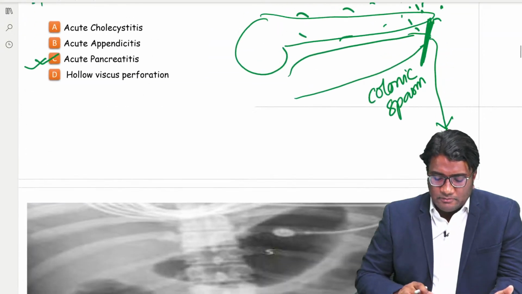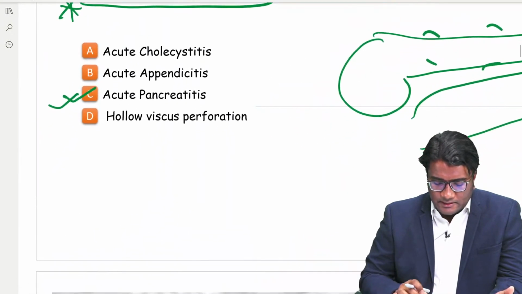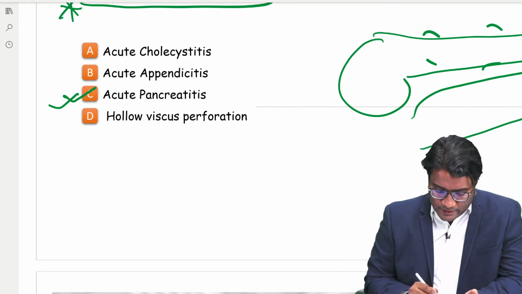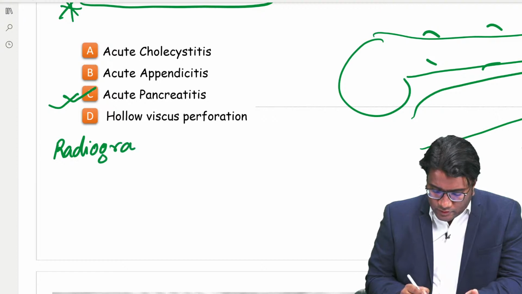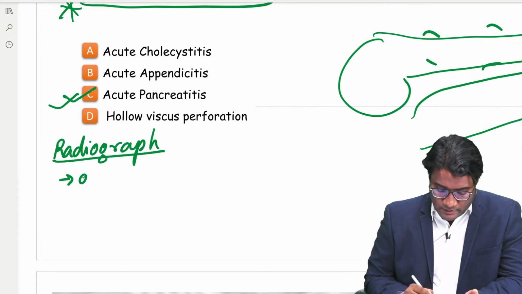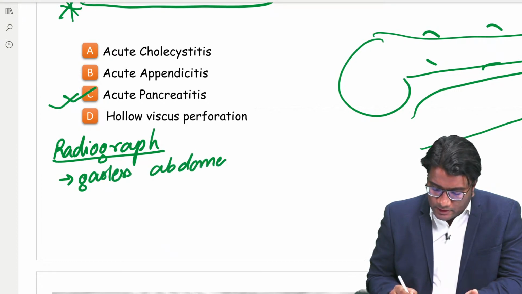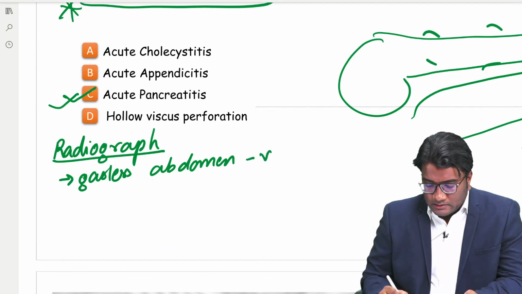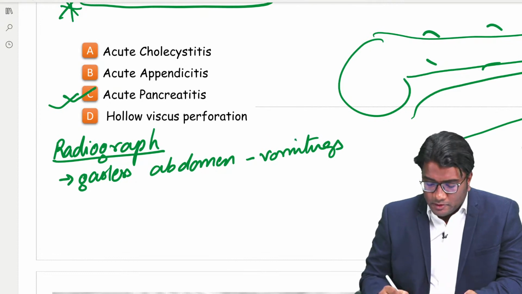Any other signs you remember? Any other signs of acute pancreatitis, on radiographs, on CT scan? What are the radiological findings? On the radiographs, what do you see? On the radiographs, we see a gasless abdomen. Why a gasless abdomen, guys? Why do you think we have a gasless abdomen in acute pancreatitis? Because of repeated vomiting. The patient has repeated vomiting, so nothing much will be left behind.